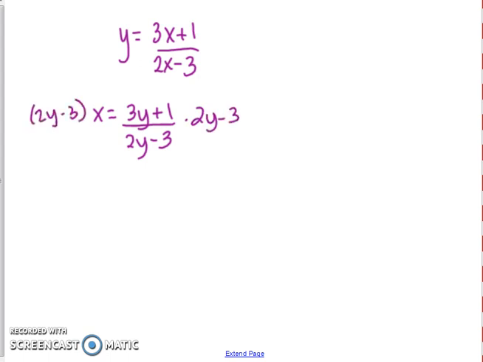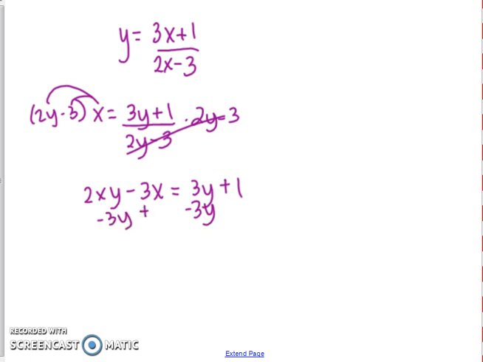And then when we do that, those are going to cancel out. And I'm actually going to distribute the x. So this is going to give me 2xy minus 3x equals 3y plus 1. So now what we want to do is we want to get all of our y's on the same side. So I'm going to subtract the 3y to bring it over here. And I'm going to add the 3x. So these are going to cancel out, those are going to cancel out. So on the left-hand side, what I have now is 2xy minus 3y. On the right-hand side, I have 3x plus 1.